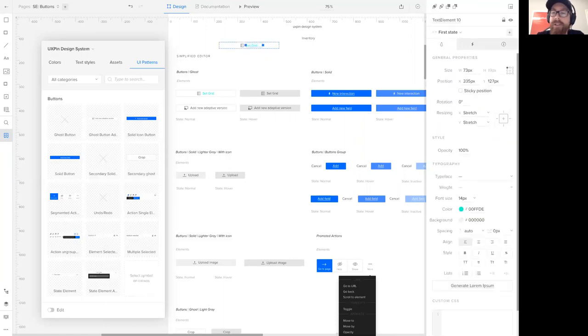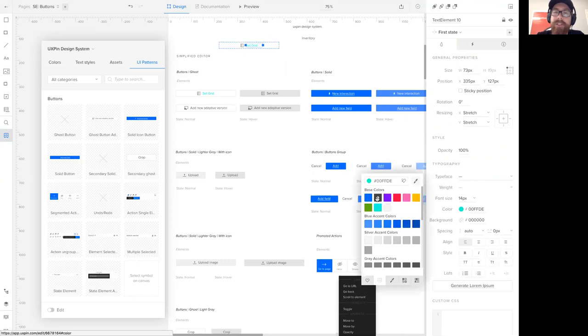So I just sync this button to the library. So now every single instance of this symbol is going to have this color, right? Okay, I'm probably messing with our designs right now. So let's just revert it back, right? And we can sync it right to the library again.